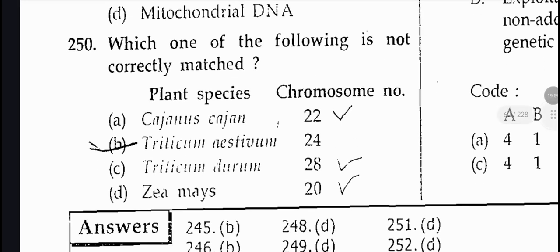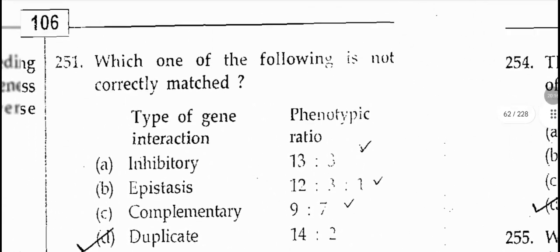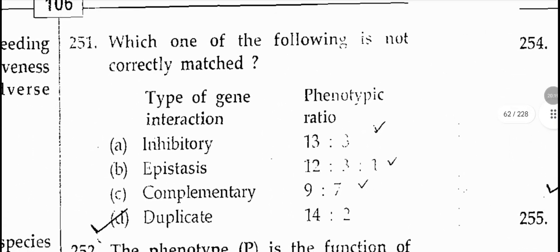Question number 250. Which of the following is not correctly matched? That is option B, Triticum aestivum, 24. Yes, it is actually 42, I guess. Question number 251. Which of the following is not correctly matched? It is option D, duplicate gene. 14 is to 2, no, it's wrong. Yes, that is 15 is to 1.